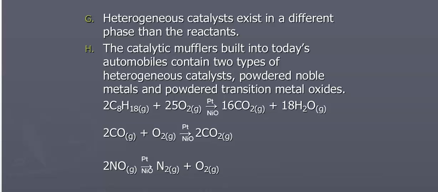Heterogeneous catalysts exist in different phases from the reactants. Catalytic converters in today's automobiles contain two types of heterogeneous catalysts, platinum and nickel oxide, and they perform three simultaneous tasks. They will get rid of unburnt hydrocarbons like C8H18. They will reduce or oxidize carbon monoxide, and they will reduce nitrous oxide. So these catalysts, the platinum and nickel oxide, are heterogeneous because they are solids and the reactants are gases in these cases.